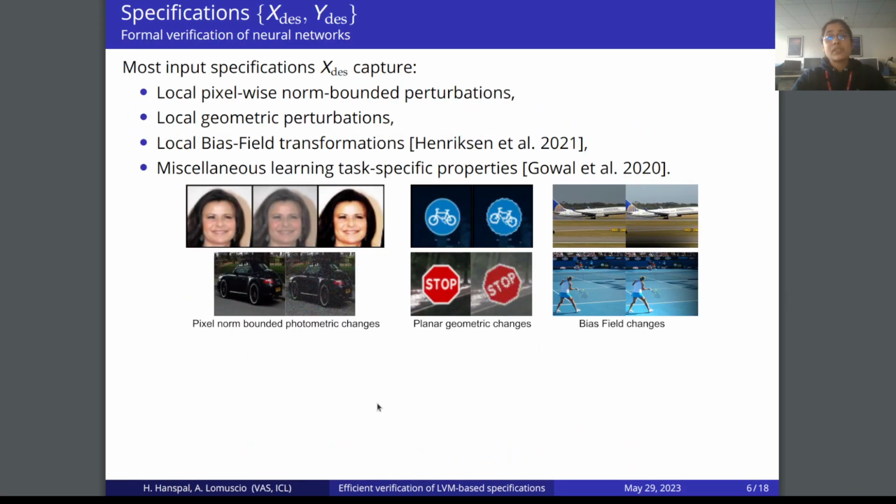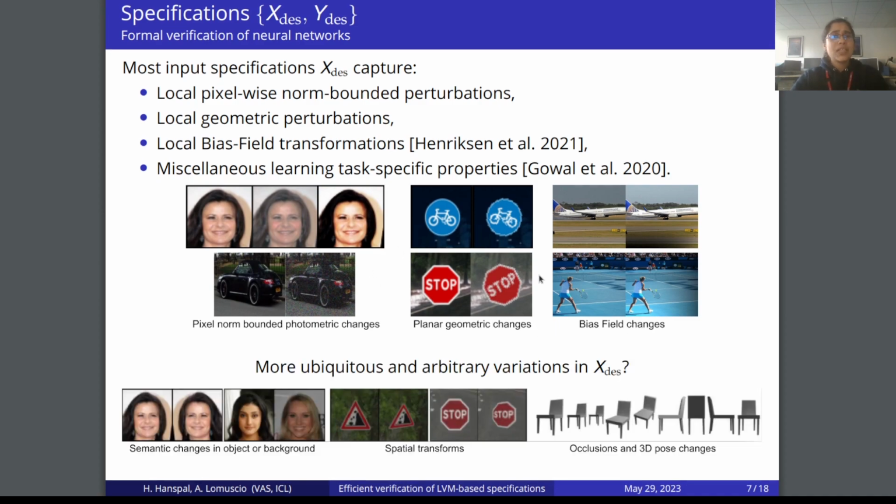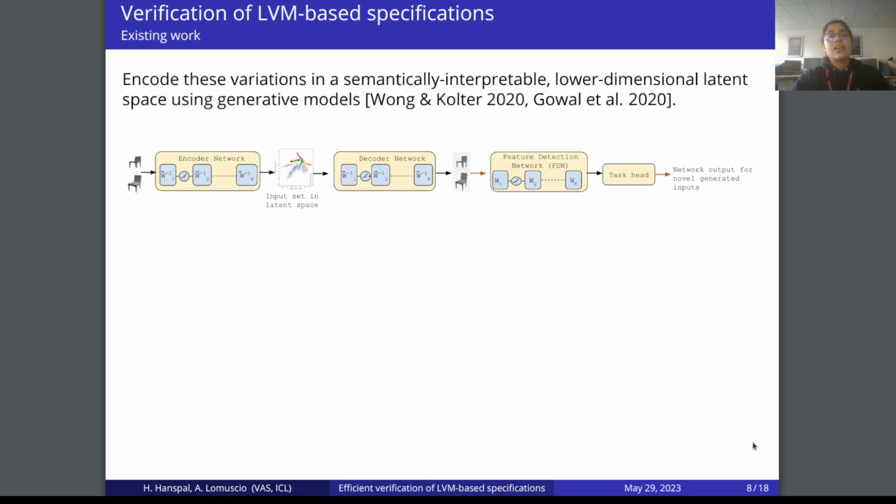Now, most input specifications for images capture the pixel-wise norm-bounded variations or the parameterized geometric and bias field variations as shown. But how do we capture the diverse, often arbitrary variations that are difficult to define mathematically, like the semantic changes in objects, spatial or pose changes, occlusions, etc.? A possibility is to use generative models that are routinely used to learn and encode these variations in a lower dimensional space.